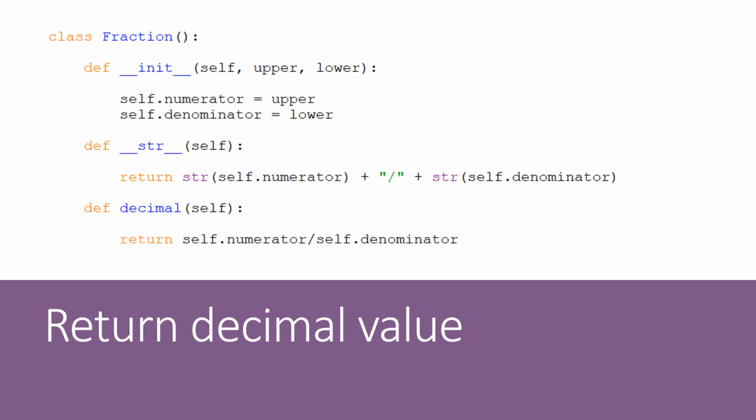So here's the third method, the decimal method. It simply returns the numerator divided by the denominator, and that will be a decimal value. And so your whole program will now work. If you've not done this already, here is the complete class definition so far.